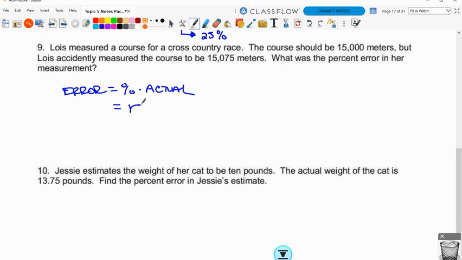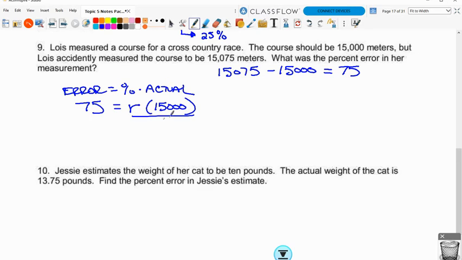To get the amount of error, we're going to take her measurement, 15,075, and subtract off what it should be, which is 15,000. And that gives us an error of 75 meters. So 75 is the amount of error. And it says the course is supposed to be 15,000 meters. That is the actual length of the course. So let's get the value of R. R is on the right. It's being multiplied by 15,000. So we'll divide by 15,000 on both sides.